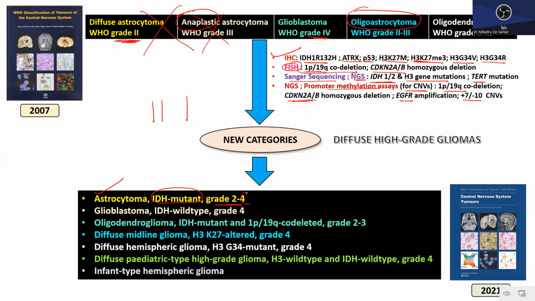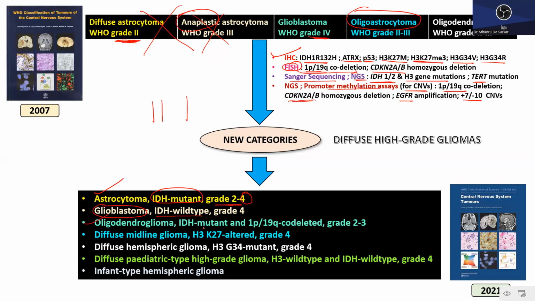Note that those tumors, that is astrocytoma IDH mutated grade 4 ones, might morphologically look just like a glioblastoma, but they will not be called glioblastomas. Instead of that, the term glioblastoma is meant for those tumors which belong to the IDH-wildtype category, and they get a grade of 4.